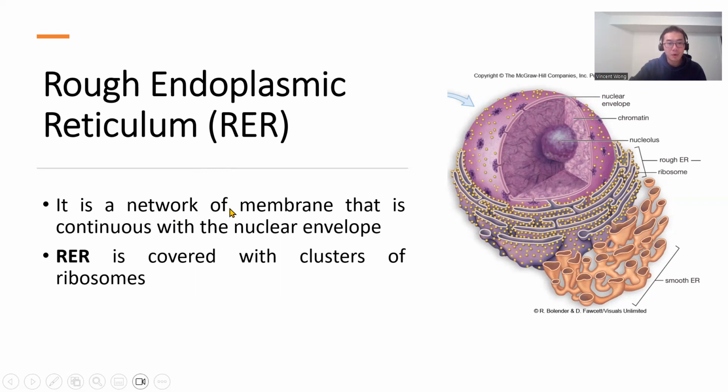So what is it? It's a network of membrane that is continuous with the nuclear envelope, right? It's an extension of the nuclear envelope. And it's rough because it is covered with clusters of ribosomes. Where do ribosomes come from? Does anybody remember? Where do ribosomes come from? Nucleolus? Very good. It is from the nucleolus, right? You make them there, they will exit through the pores. Either they are stuck to the ER or they're floating around on their own. Either way, their job is to make proteins.